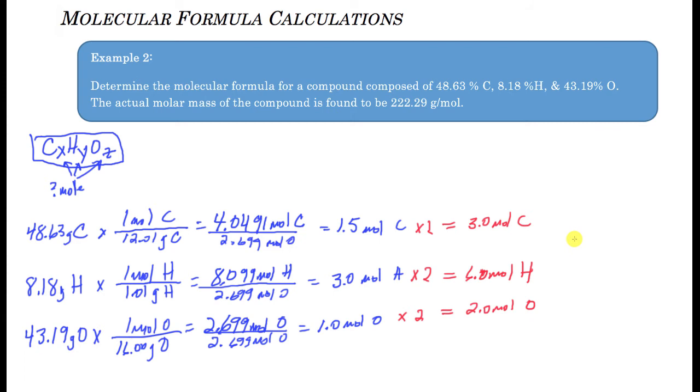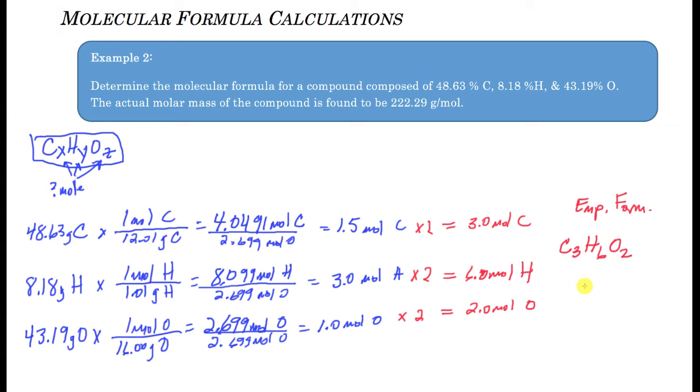So therefore, my empirical formula is C3H6O2. So this would be considered the empirical formula. Now, if you want more details and steps on how I got that empirical formula, you can watch the other video lesson. But what I'm going to do now is show you how we take this and combine it with the step that we just did for molar mass.